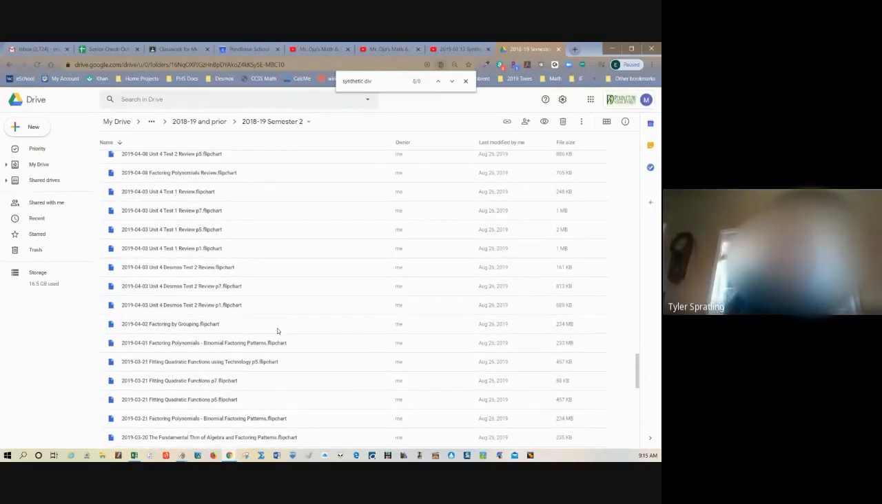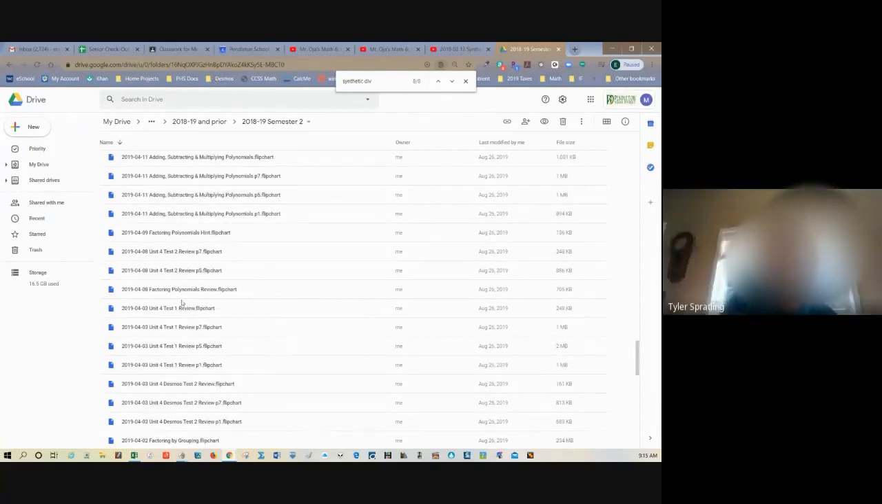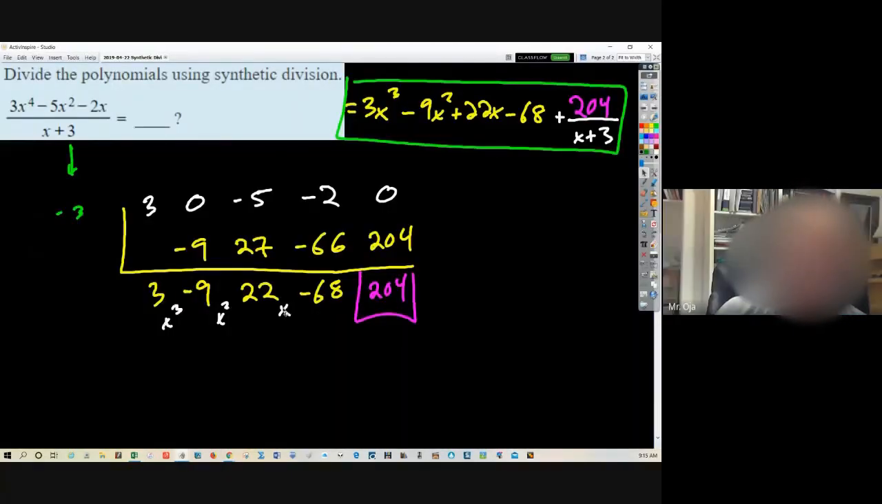Okay, let's take a look. I got 3x cubed minus 9x squared plus 22x minus 68 with a remainder of 204. The way you would write that, go ahead and look at the screen, is the remainder of 204 goes over x plus 3. And the way you remember that: the remainder is always what remains over the denominator. Okay, is that good?